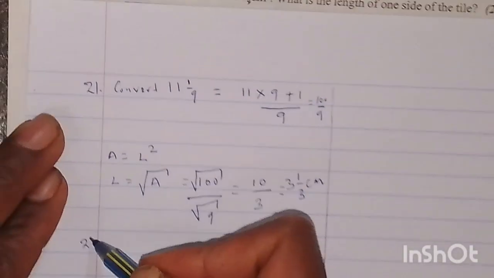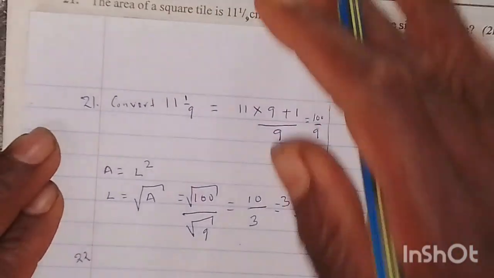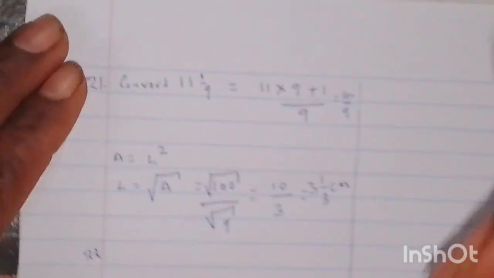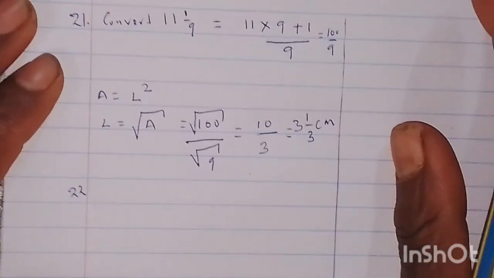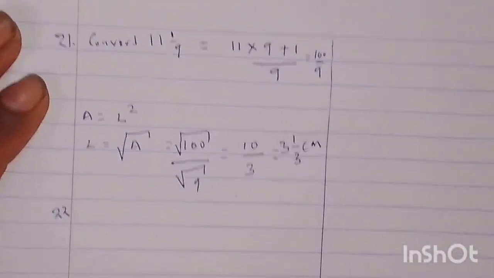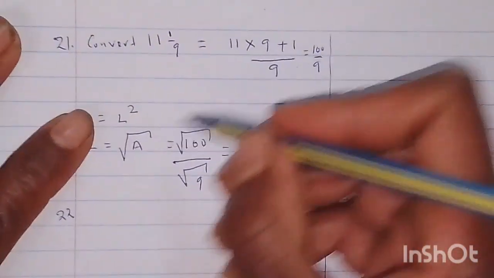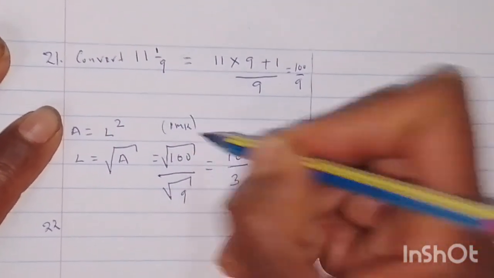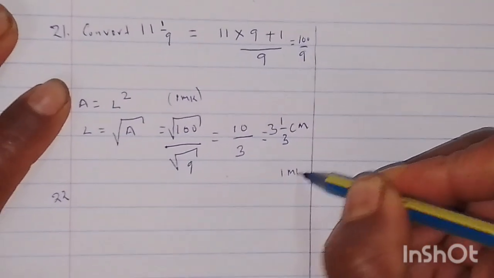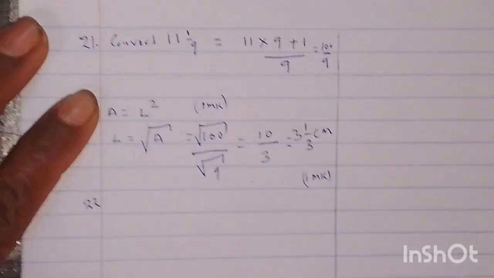Question number 22. And in this case, the formula demands 1 mark. The formula is 1 mark. This is 1 mark, and the answer is 1 mark. 1 mark. Question number 22.